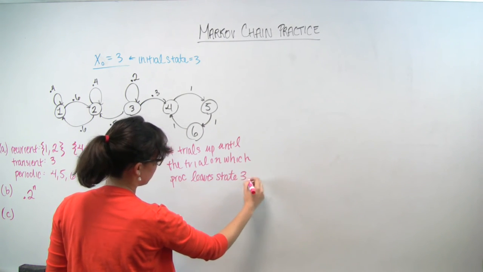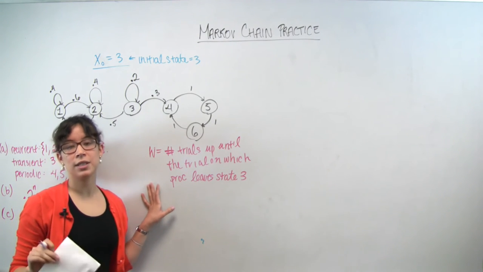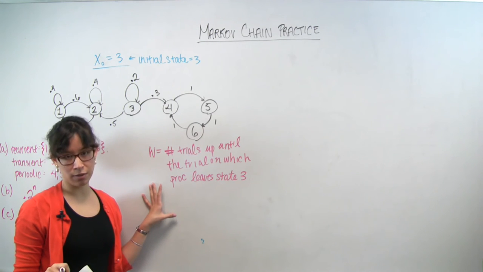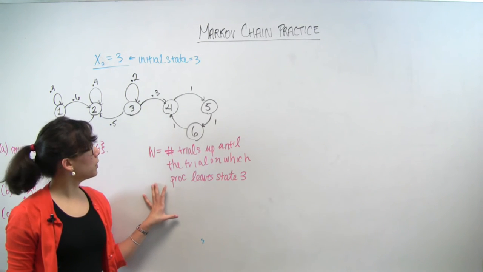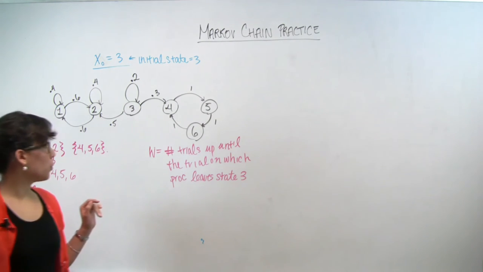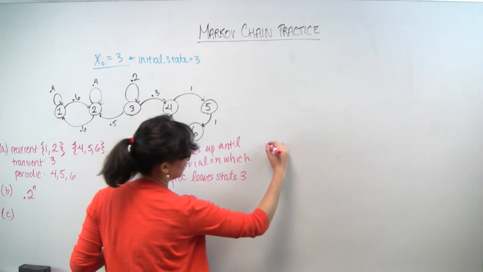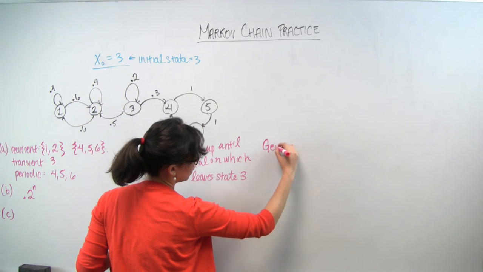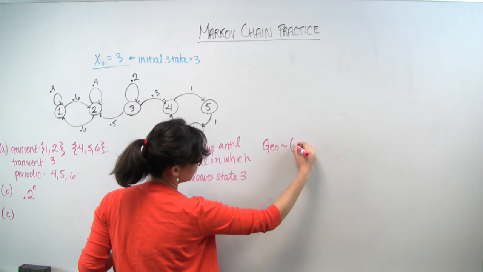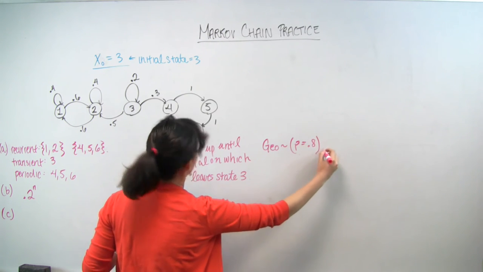So hopefully many of you already see this, but my claim is that W is actually a geometric random variable with probability of success of 0.8. So one way to view this, let me just write down what I just said. So it's geometric with parameter p equal to 0.8.